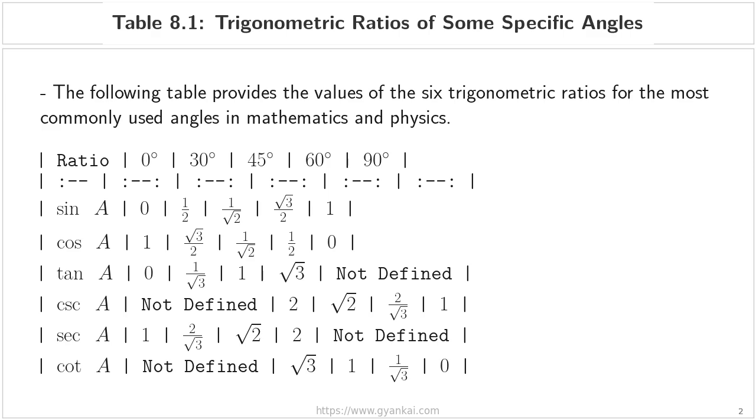For tangent A, the values start at 0, move through 1 over the square root of 3 and 1, up to the square root of 3, and then we hit a point where the value is not defined at 90 degrees. This happens because, as we will learn in our common mistakes slide later, we cannot divide by 0. The next 3 rows, cosecant A, secant A, and cotangent A, are the reciprocal ratios. If you look closely, you can see they are simply the flipped versions of our sine, cosine, and tangent values. For example, since sine of 30 degrees is 1/2, cosecant of 30 degrees becomes 2.